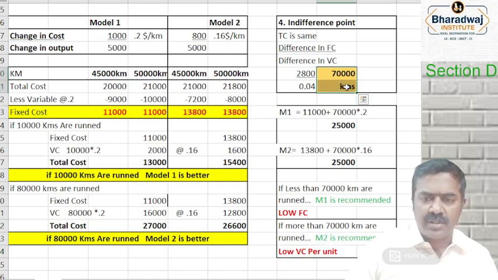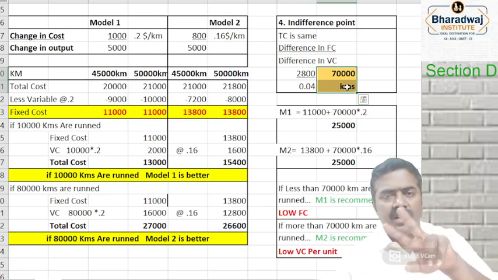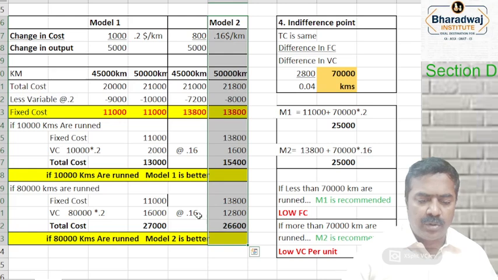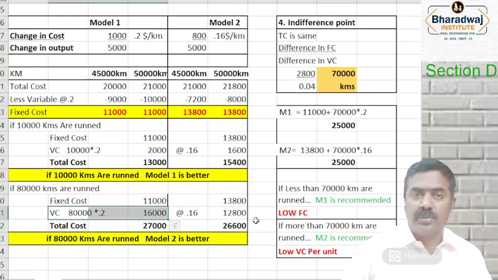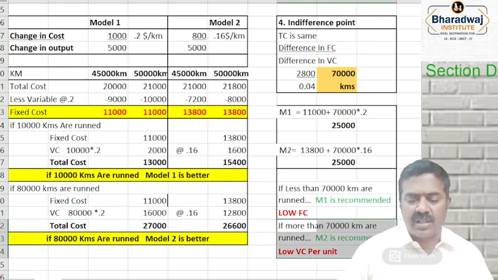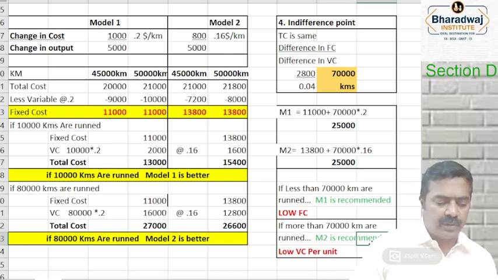Low variable cost per unit, because variable cost per unit changes according to output. More than 70,000, at 70,000 both are equal. More than 70,000, if you go for model 2, you will spend 0.6 for every extra kilometer. Here you will be spending 0.2. So prefer the model which is having what? Lower variable cost per unit.